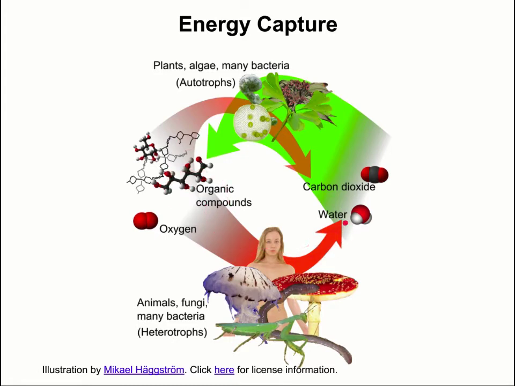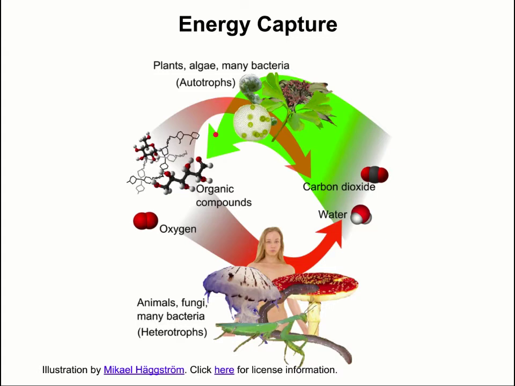Note that the products of photosynthesis, organic compounds and oxygen, are the starting materials for cellular respiration, which produces water and carbon dioxide. Water and carbon dioxide, in turn, are the starting materials for photosynthesis. The diagram is a little confusing because it has two red arrows to go along with the one green arrow. But that's to remind us that plants, as well as animals, carry out cellular respiration.